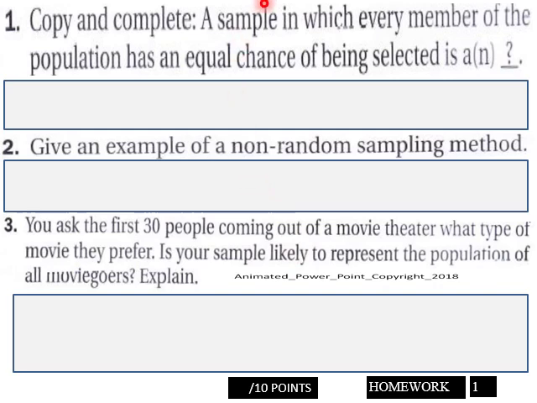Page 1, copy and complete. A sample, and you've got to fill in the blank here and put that down here. Number 2, give an example of a non-random sampling method using a full sentence down here. Number 3, you ask the first 30 people coming out of a movie theater what type of movie they prefer. Is your sample likely to represent the population of all moviegoers? Explain using full sentences down here. And 10 points here, page 1.